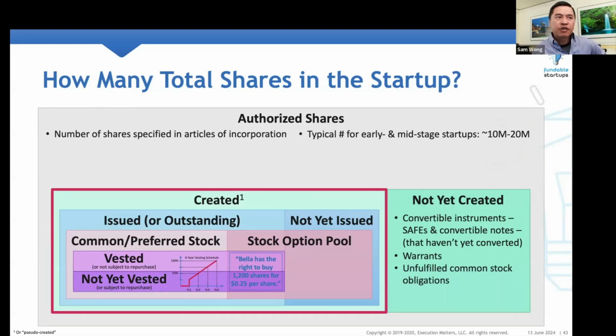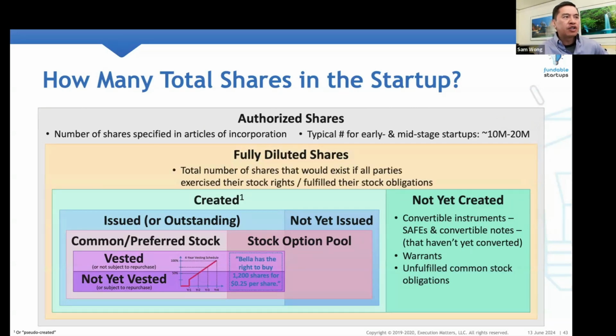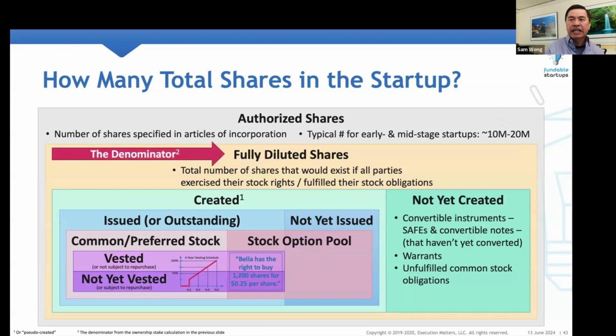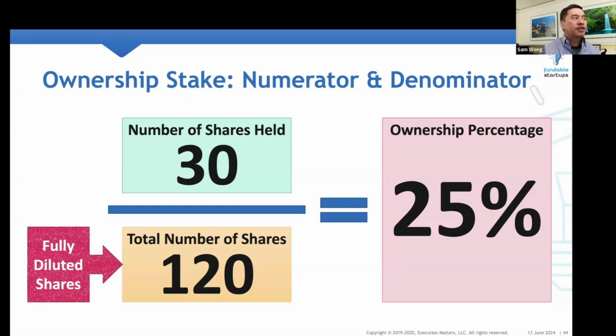The combination of created and not yet created represents your fully diluted shares. The fully diluted shares is the total number of shares that would exist if all parties exercise their stock rights or fulfilled their stock obligations. The fully diluted shares, it's what goes into the denominator of this simple grade school formula. Yes, the grade school formula is simple, but the denominator is complex. All right. So fully diluted shares goes down in the bottom.